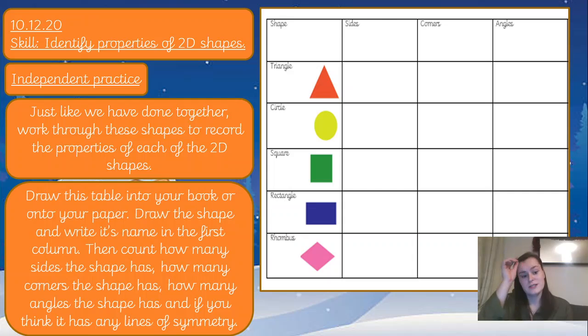So you need to draw this table into your book or onto your paper, and if you can't draw the table, then you can just draw the shape and write the features, the properties, sorry, next to it. So once you've done your table, if you're doing it, make sure you draw the shape and write its name first, then count how many sides it has, then go on to how many corners the shape has, then how many angles the shape has. And if you'd like to have a go at adding the lines of symmetry, you can, but we're going to talk more about this tomorrow, so don't worry if you don't do that today. Okay, so pause the video and have a go at this now.